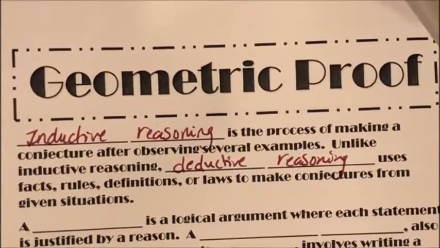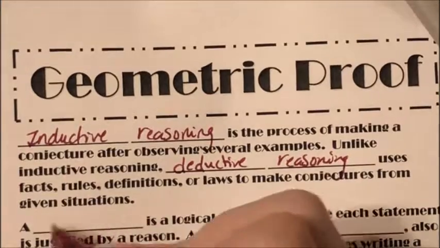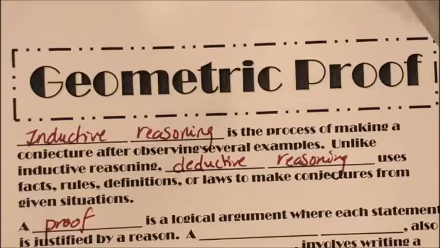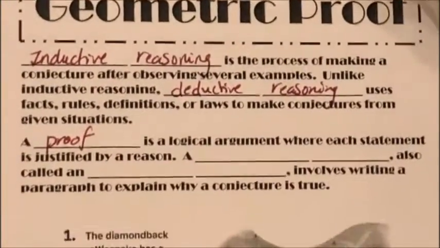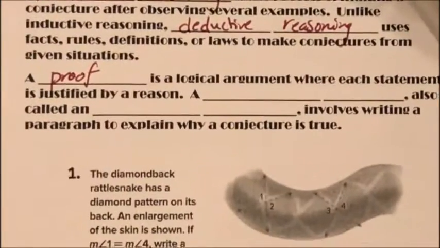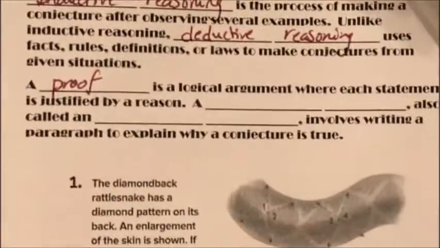A blank is a logical argument where each statement is justified by a reason. So a proof is a logical argument where each statement is justified by a reason. So you have to have a reason for it. You can't just state something and not give a reason.